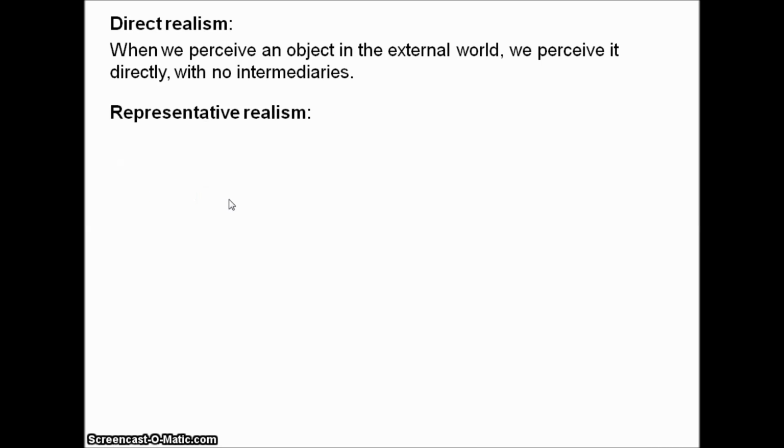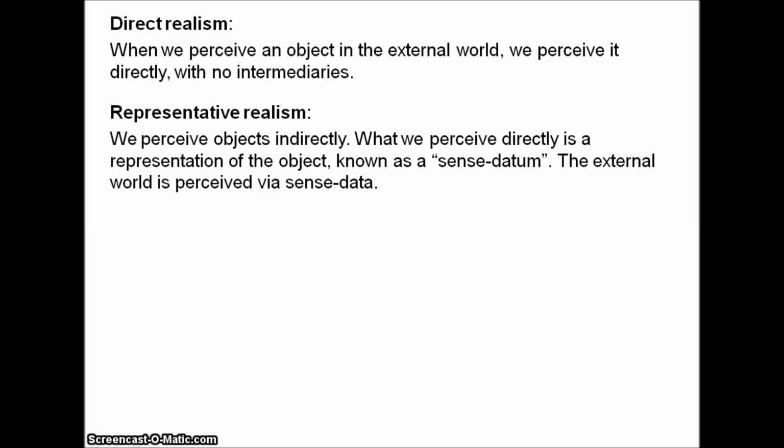Representative realism, this is the claim that we do not perceive the object directly, but indirectly. What we perceive directly is a representation of the object, a mental representation of the object. And this mental representation is known as a sense datum. So the external world is perceived via sense data. So that should be simple enough.